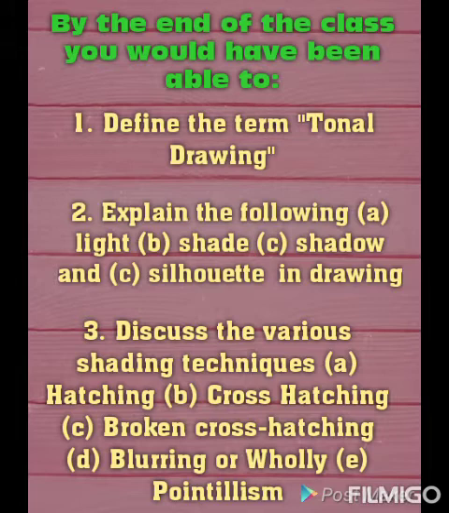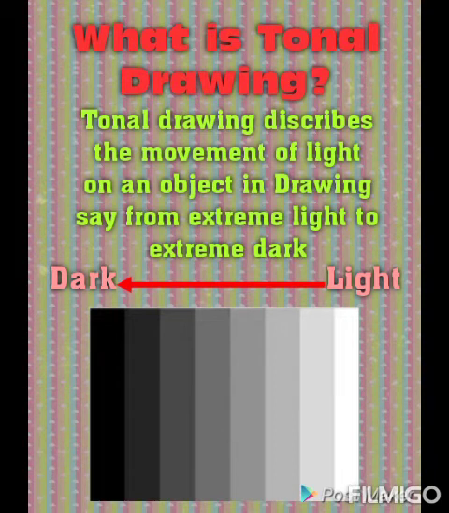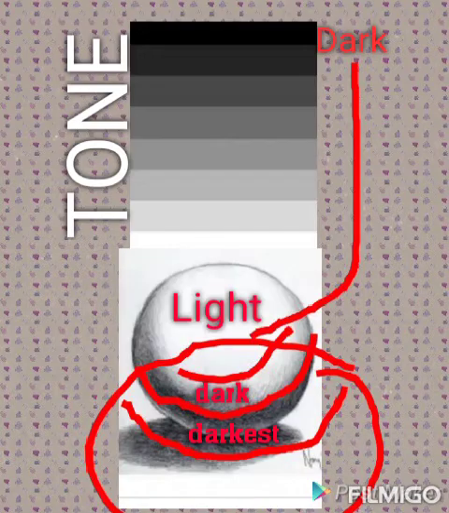So, what is tonal drawing? Tonal drawing describes the movement of light on an object in a drawing, say from extreme light to extreme dark. Say in a still life drawing, probably the artist has a basket of oranges in front of him. Usually there is a light source, a window or a door through which the light comes in. A good artist should be observant enough to capture the subtle movement of light on the object of his composition. This movement is usually a graduation from light to darkness.